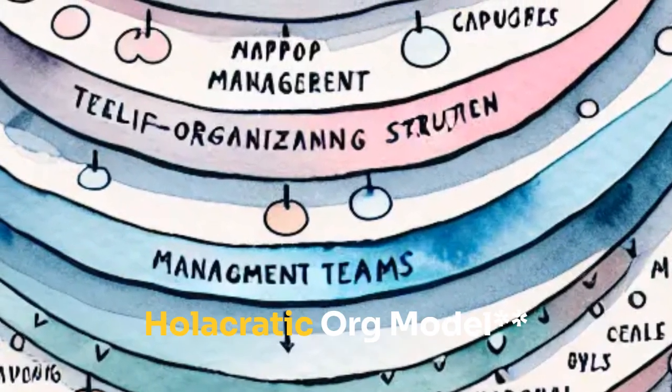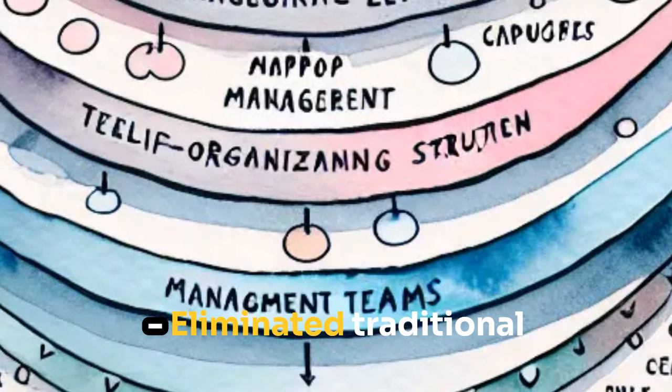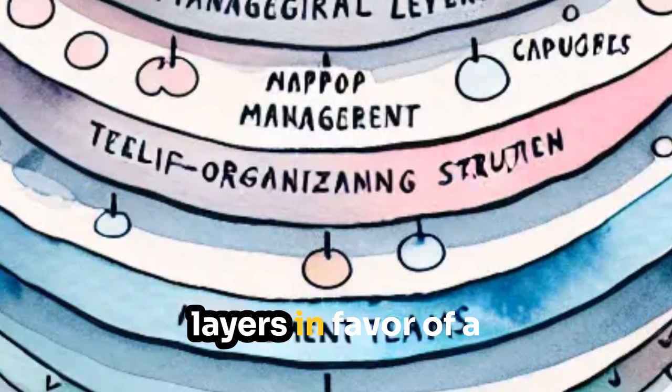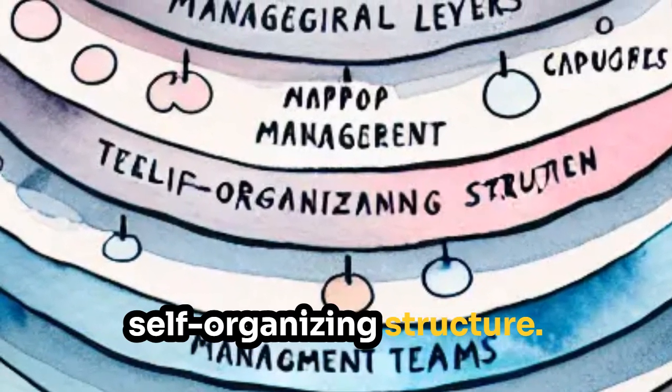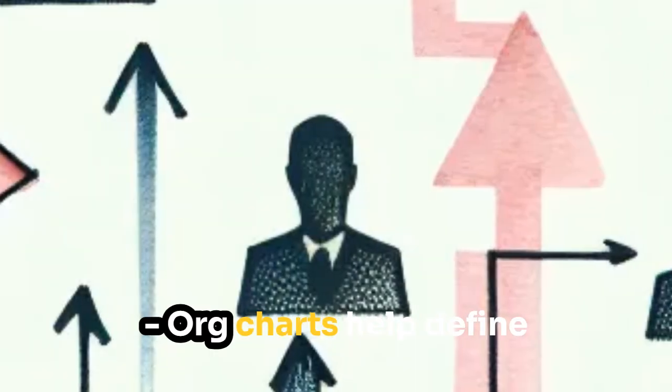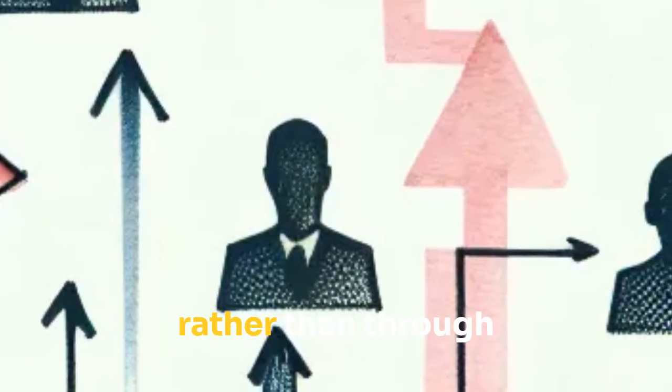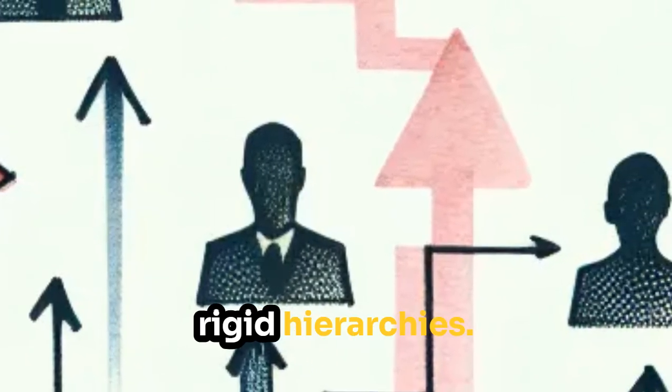3. Zappos, a holacratic org model. Eliminated traditional management layers in favor of a self-organizing structure. Org charts help define roles dynamically rather than through rigid hierarchies.